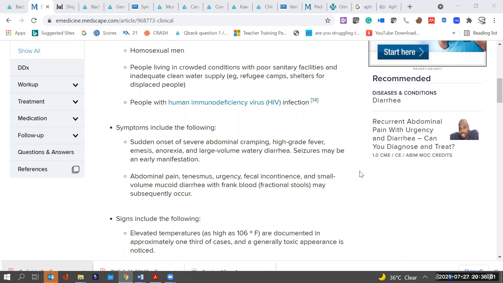But in shigellosis, you can never find loose water. You will always find severe bloody diarrhea, especially after having canned food. It mostly happens because of food poisoning, so there must be a history of some canned food intake, like food that was processed many hours back.